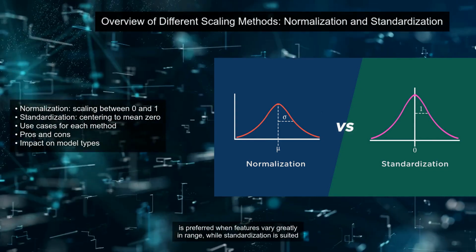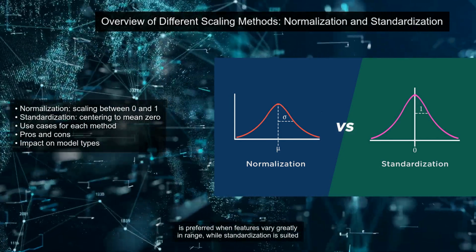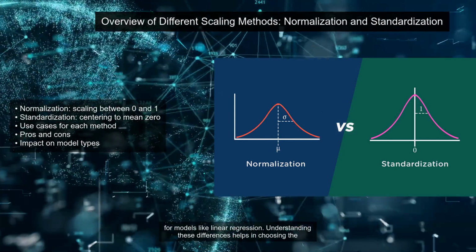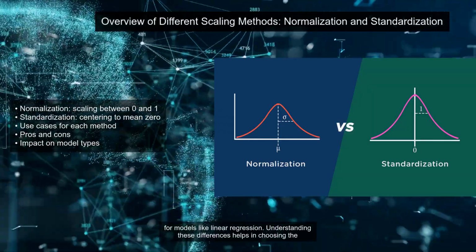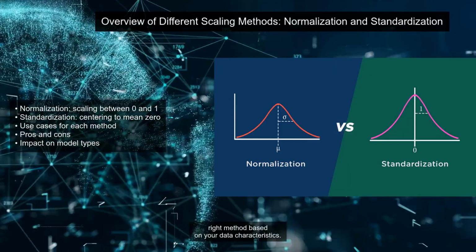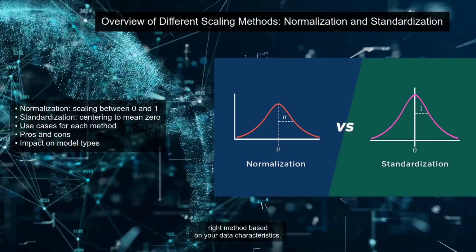Each method has its own use cases. Normalization is preferred when features vary greatly in range, while standardization is suited for models like linear regression. Understanding these differences helps in choosing the right method based on your data characteristics.